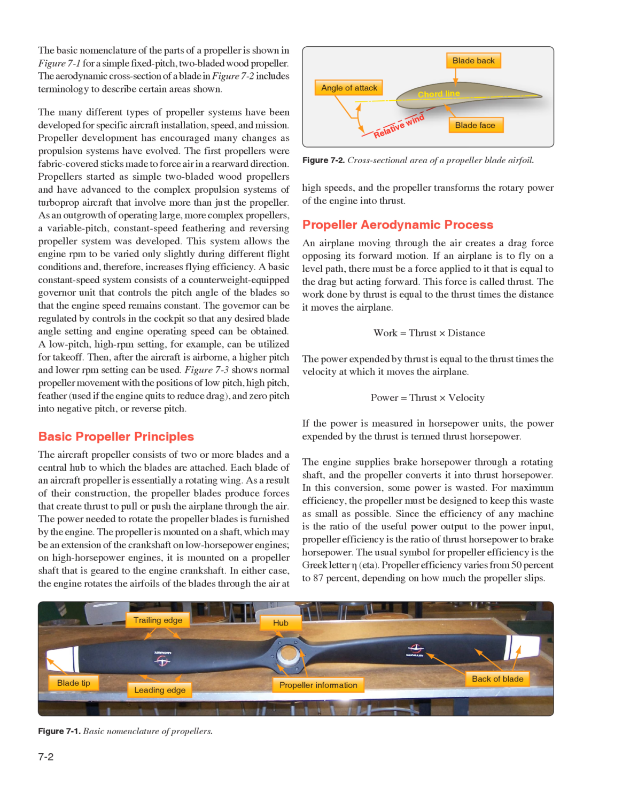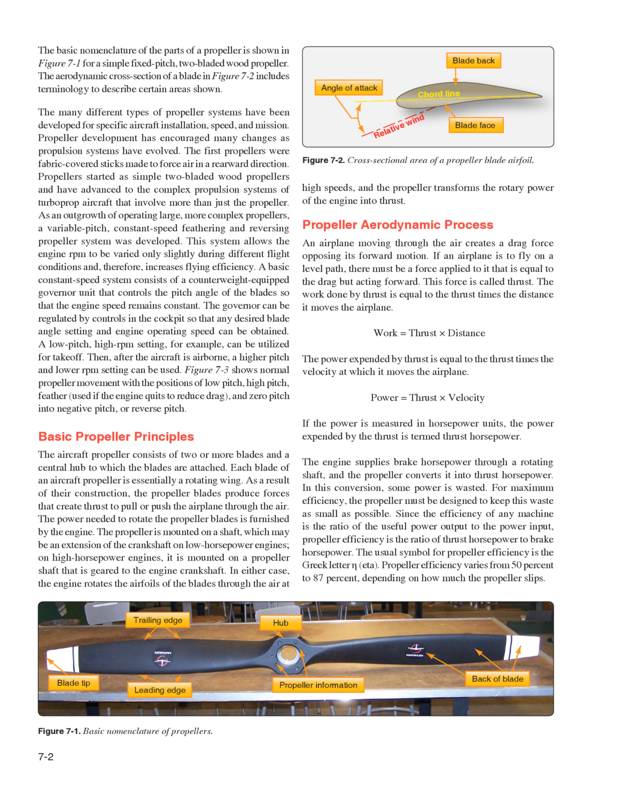Propeller aerodynamic process. An airplane moving through the air creates a drag force opposing its forward motion. If an airplane is to fly on a level path, there must be a force applied to it that is equal to the drag but acting forward. This force is called thrust. The work done by thrust is equal to the thrust times the distance it moves the airplane. Work equals thrust times distance.